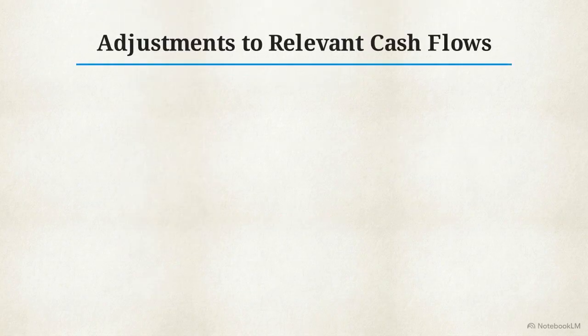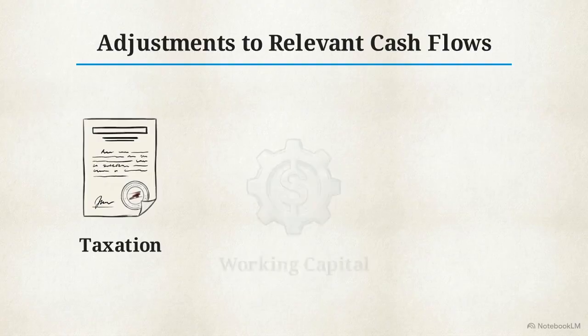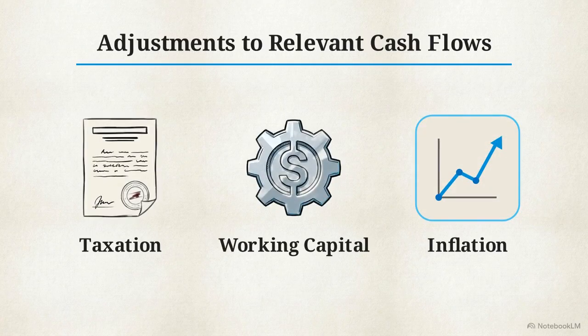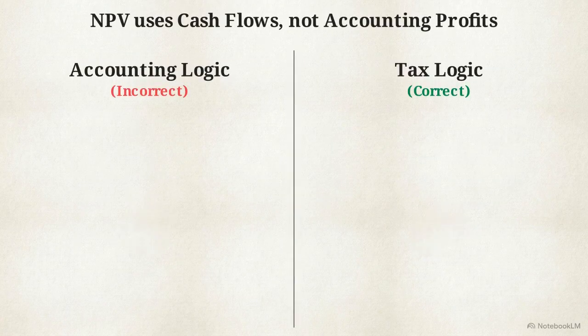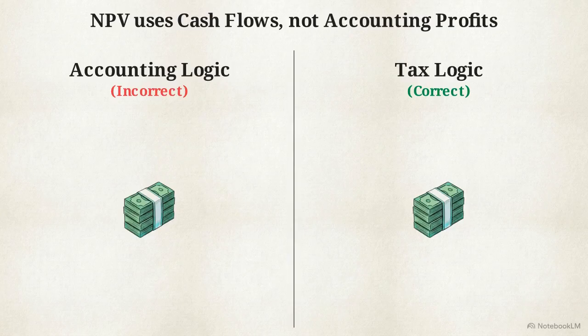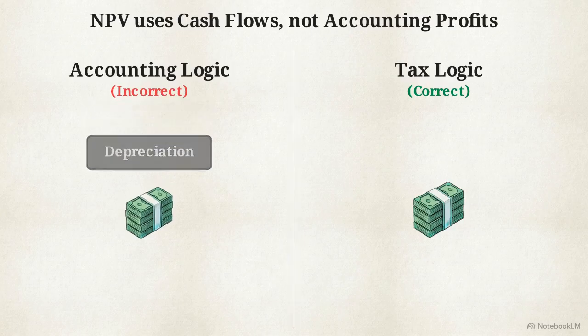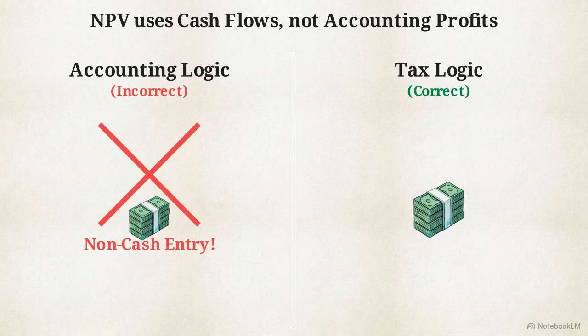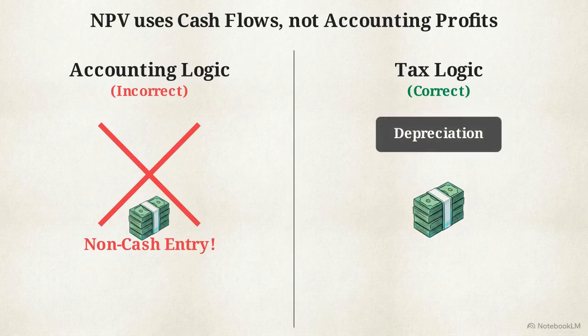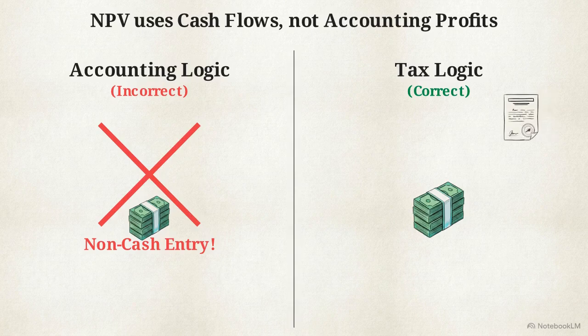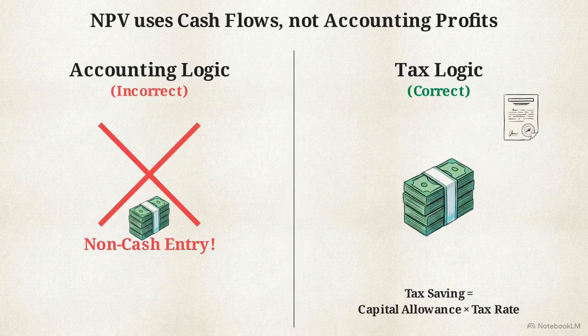Once you have your relevant cash flows, you must adjust for tax, working capital, and inflation. This split screen highlights the difference between accounting and tax logic. On the left, we see the wrong approach, treating accounting depreciation as a cash outflow. On the right, the correct method. We ignore depreciation itself, but add the tax savings generated by capital allowances as a real cash inflow.